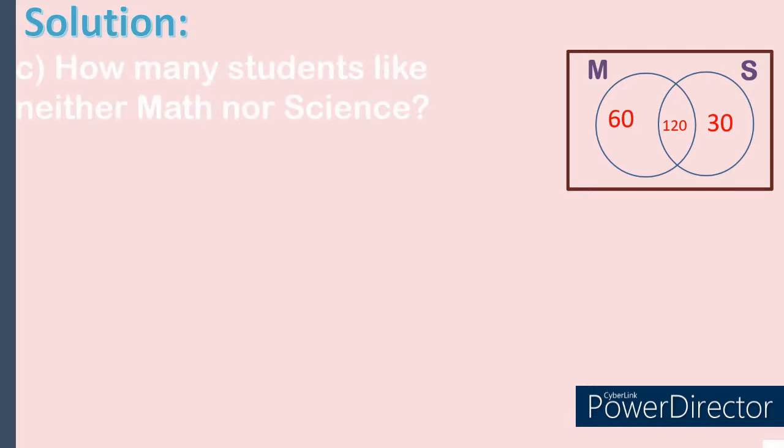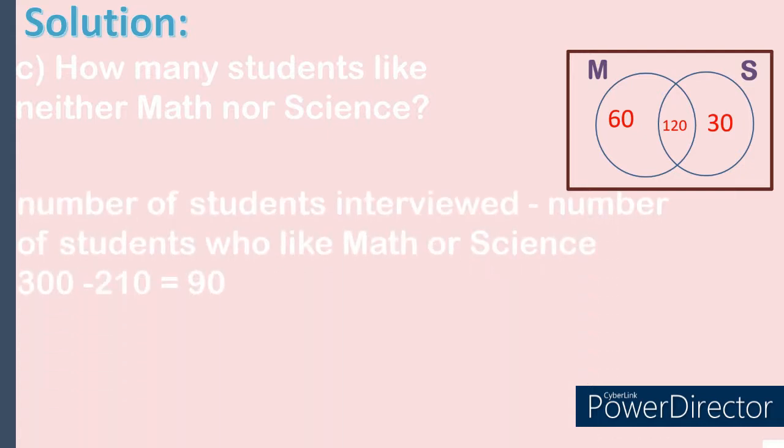Okay. Yun, meron na tayong data. We have math only, we have 60. Both subject, we have 120, and science is 30. So now, how many students like neither math nor science? Okay, so we're going to get the difference in the number of student interview. So, ilan ba ang na-interview based dun sa ating given? So, meron tayong 300 student na randomly interviewed. Diba? Ang gagawin natin sa kanya, ima-minus natin siya sa number of student who like math or science.